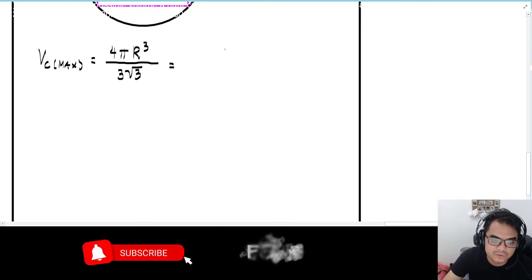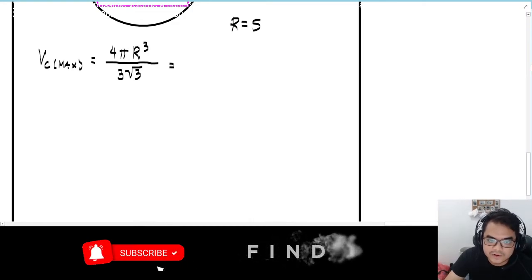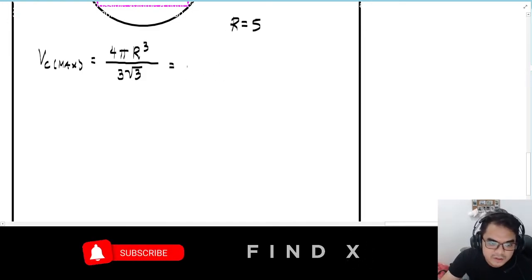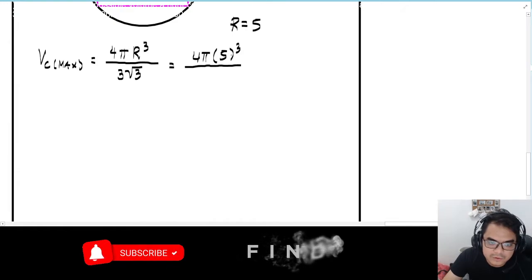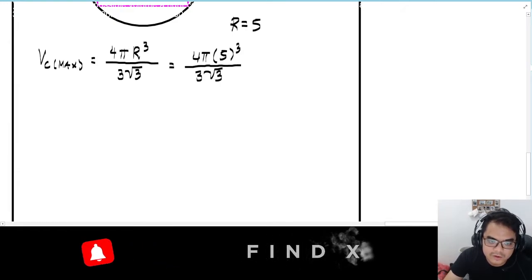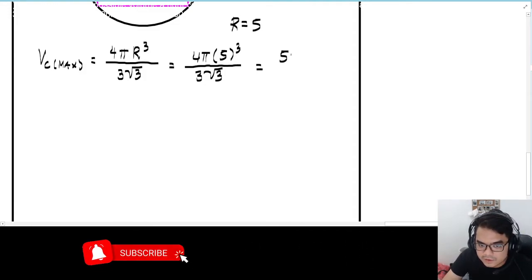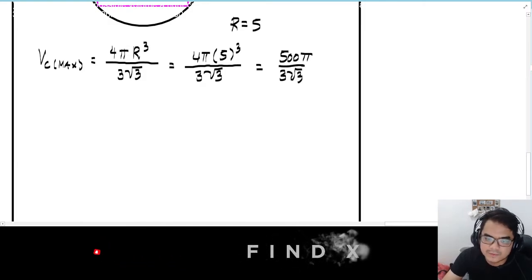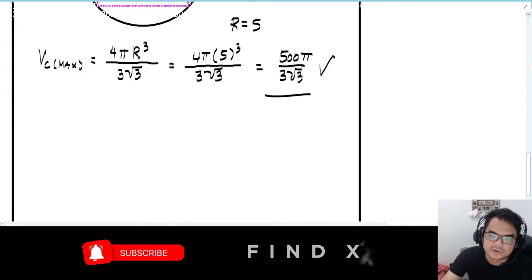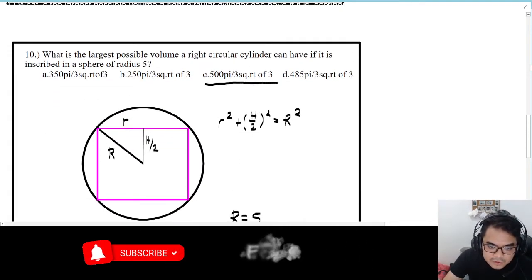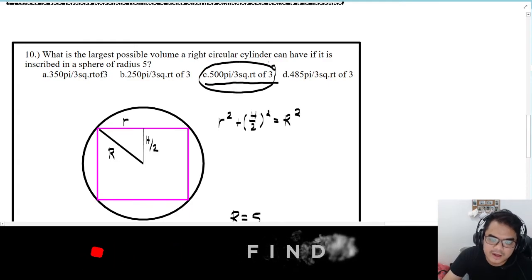So all we have to do is R equal to 5, right? 5 is the radius of the sphere. So this is equal to 4 pi times 5 cubed all over 3 square root of 3. So 5 cubed gives 125 times 4, you'll have 500 pi over 3 square root of 3. So let's look at the answers. We have here 500 pi over 3 square root of 3. So this will become your answer.